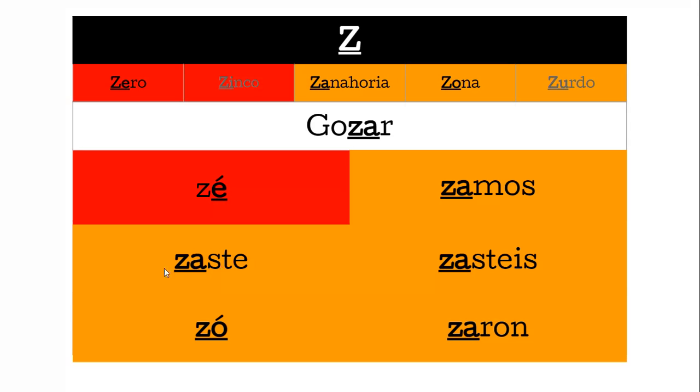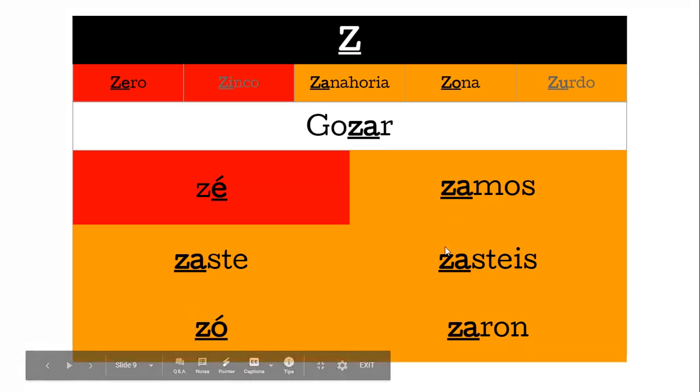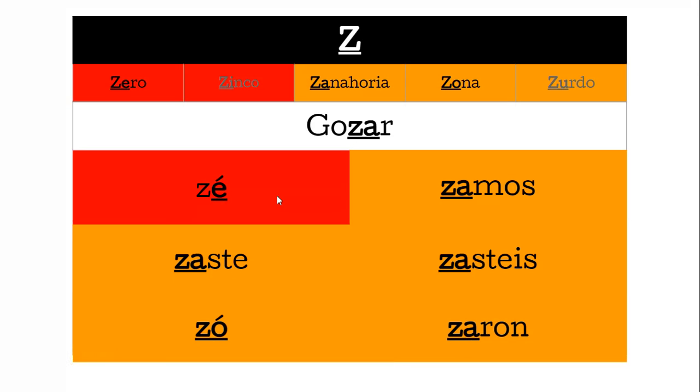So what can we do? We want this to sound like gozaste, gozó, gozamos, gozastes, gozaron. We want this to be goce, like cero? Yeah, think about it. Why spell zero like this when we could spell it like this? Why spell cinco like this when we can spell cinco like this? It's redundant. There's no need for multiple ways to spell the same sound.